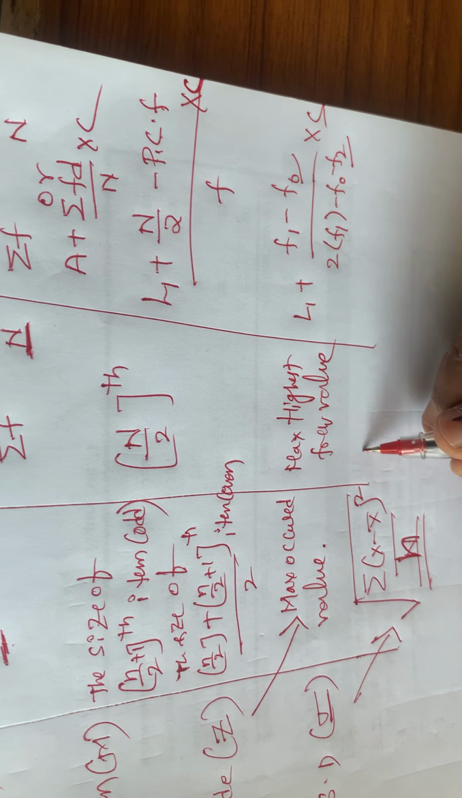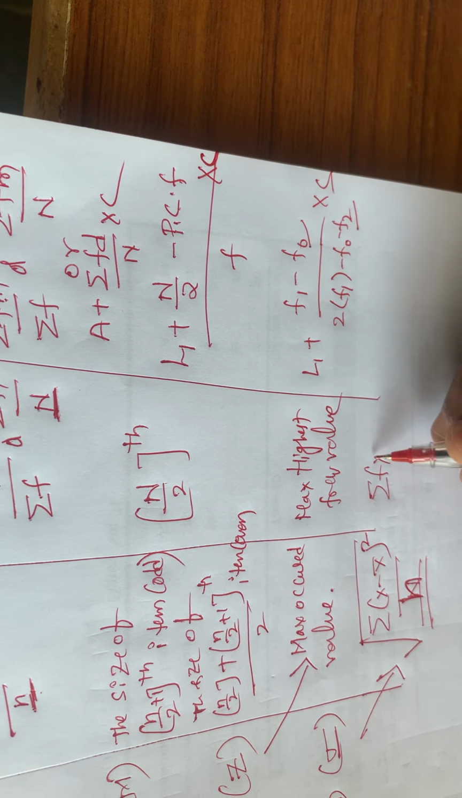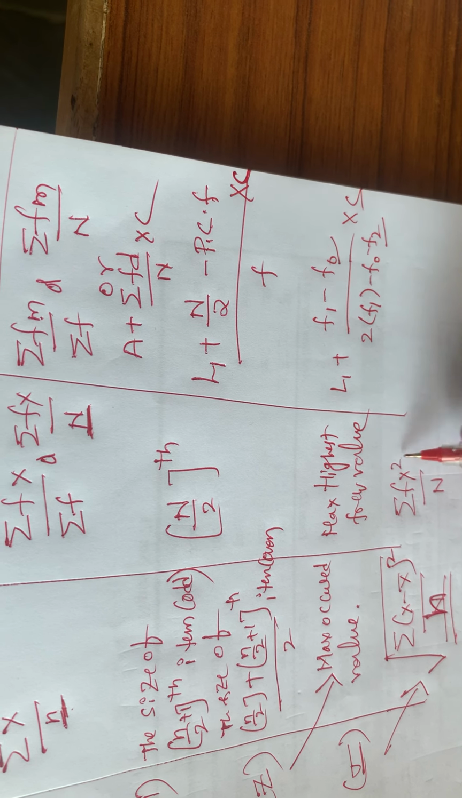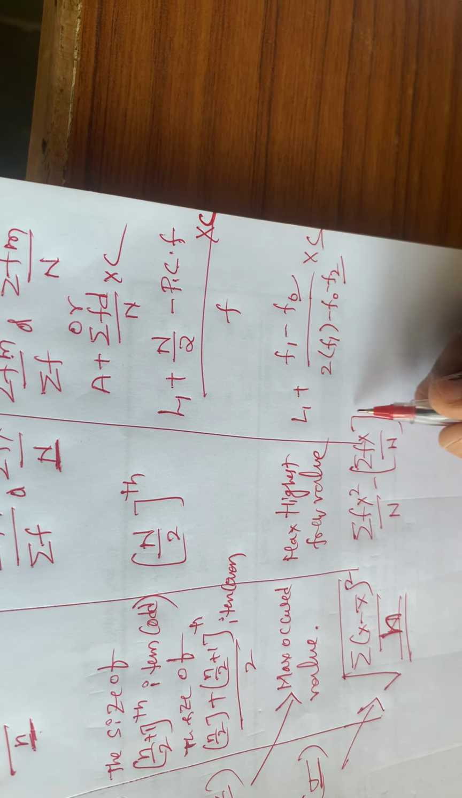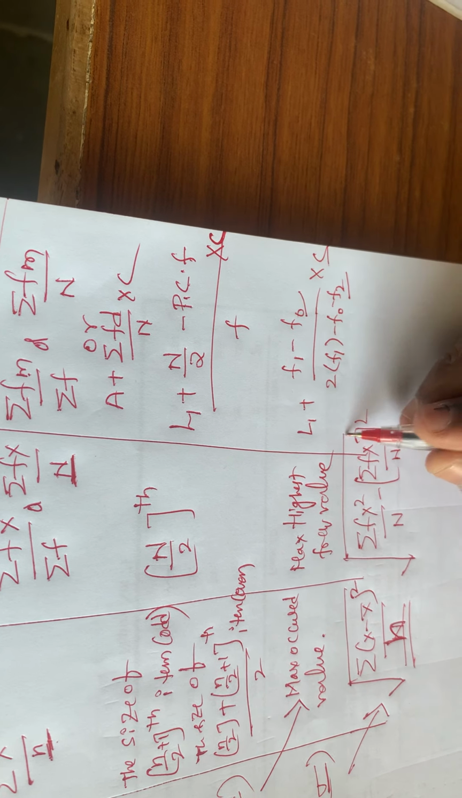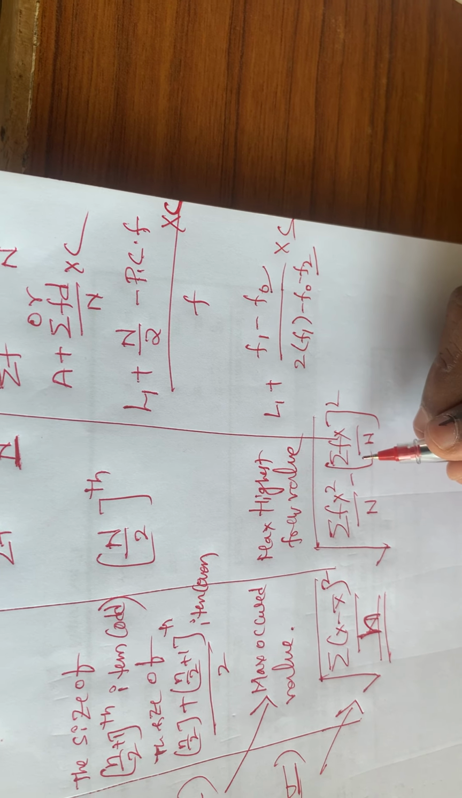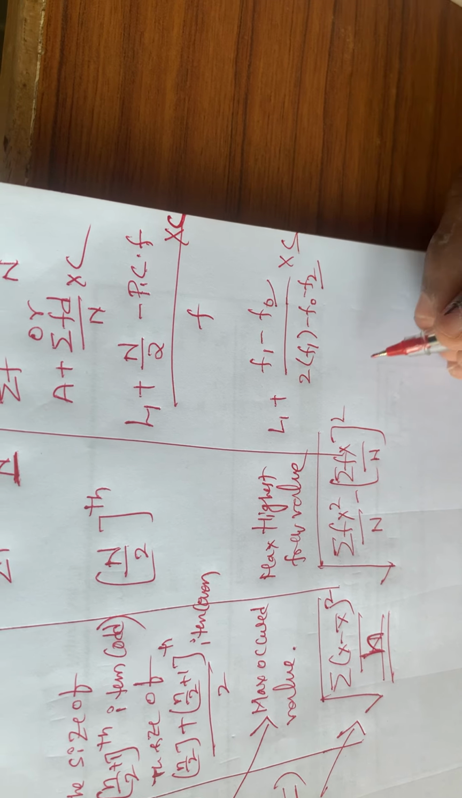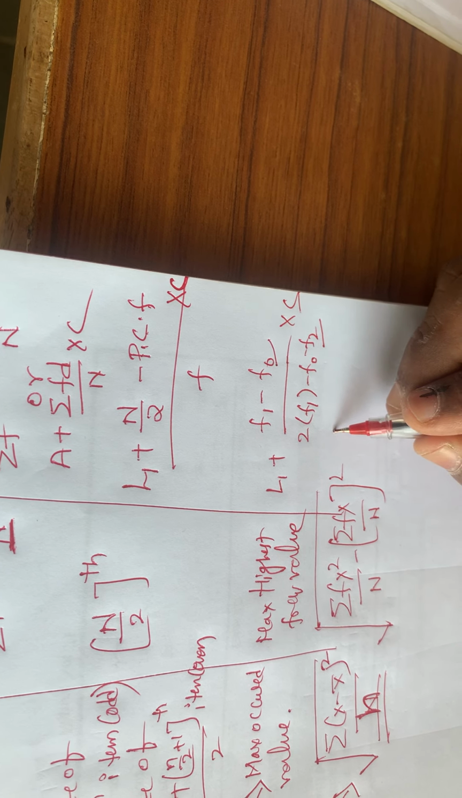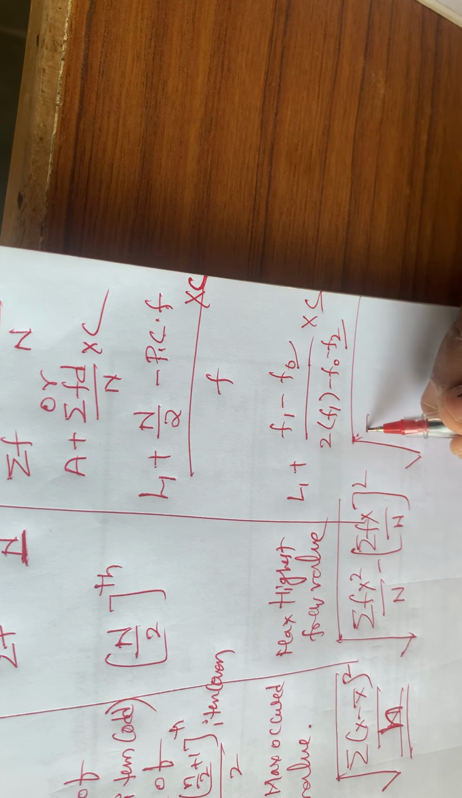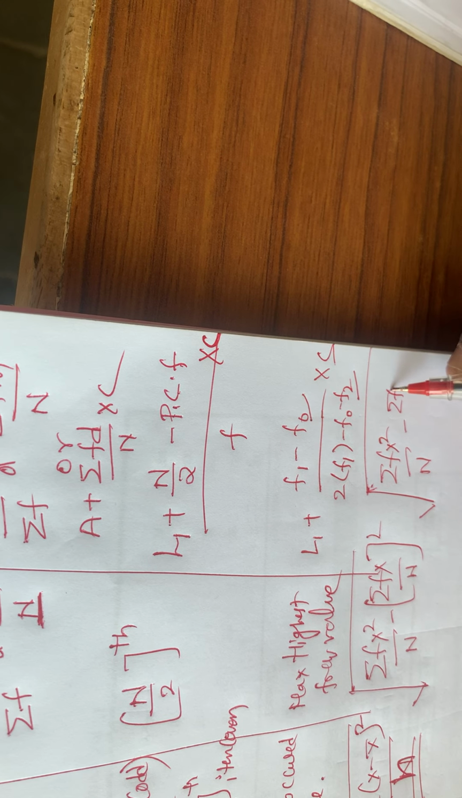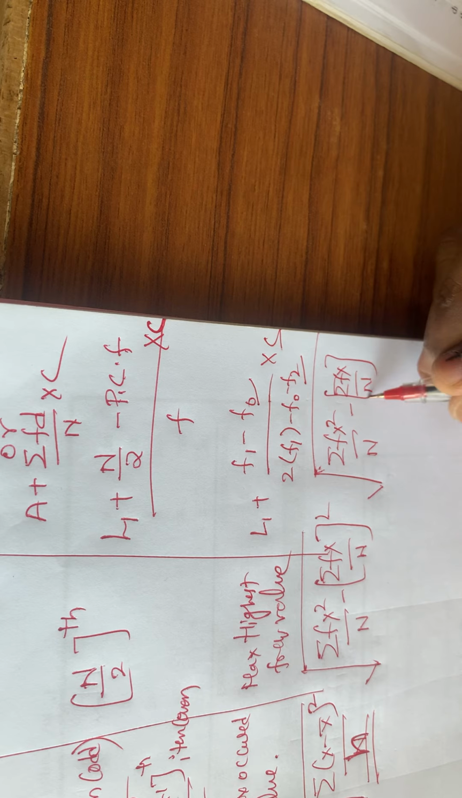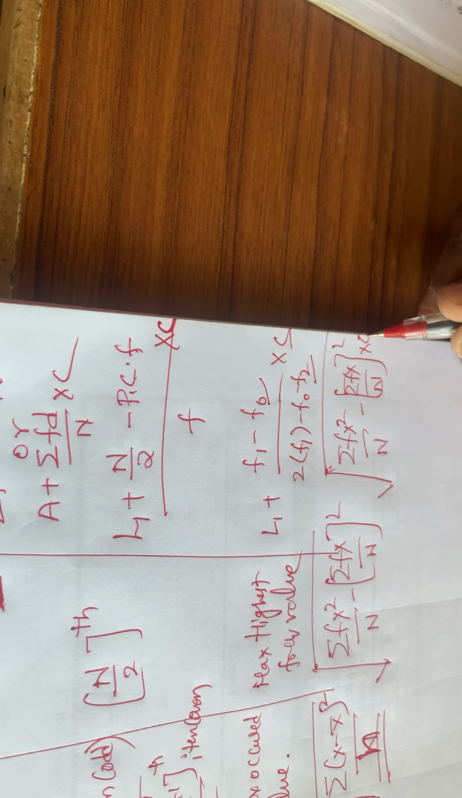Next, coming to discrete series, summation fx by summation fx by n whole square. So here the formula is under root of summation fx square by n minus (summation fx by n) whole square. Now coming to continuous series, under root of summation fx square by n minus (summation fx by n) whole square into C, here into C.